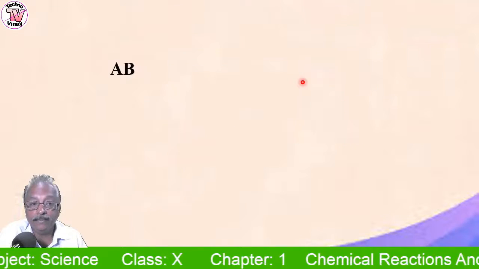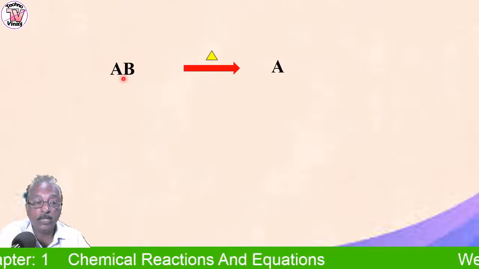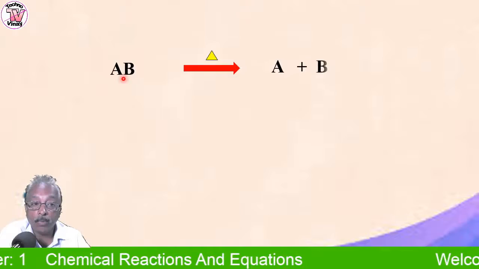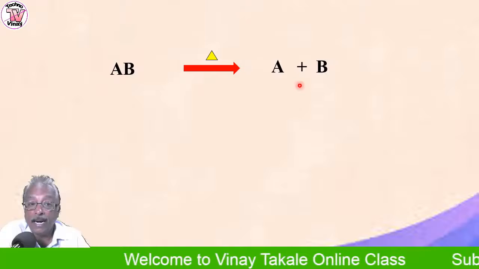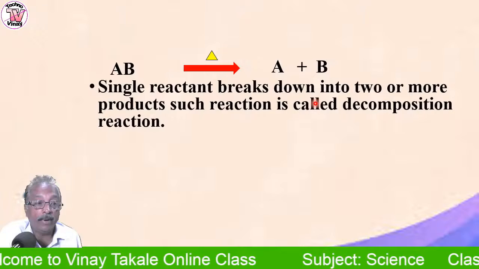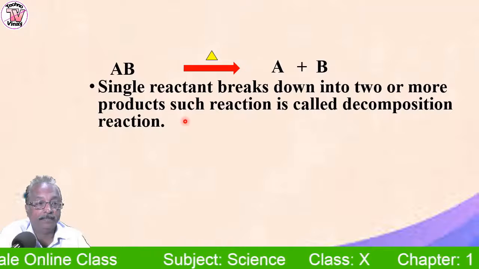Now here there is a single reactant, that is AB. When you heat it, when you supply energy, it breaks into two or more products. Such a reaction is called a decomposition reaction. So in a decomposition reaction, a single reactant breaks down into two or more products.